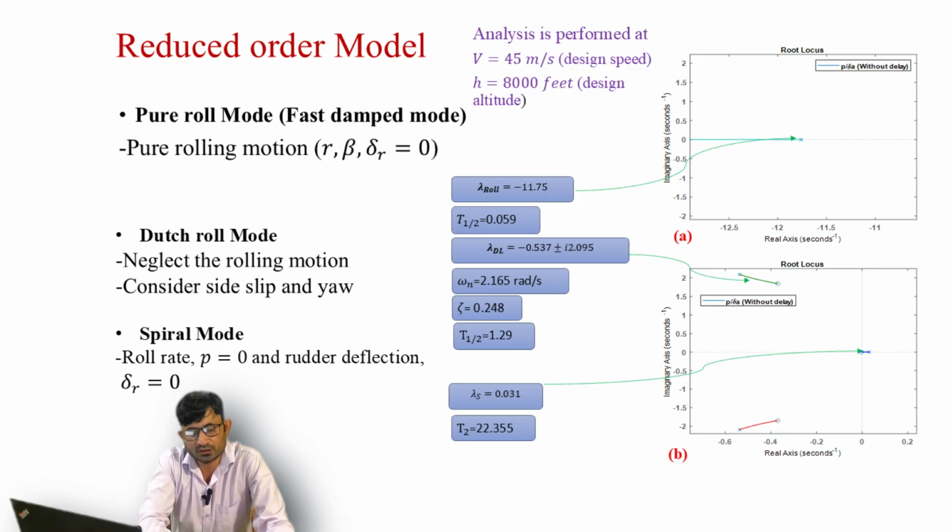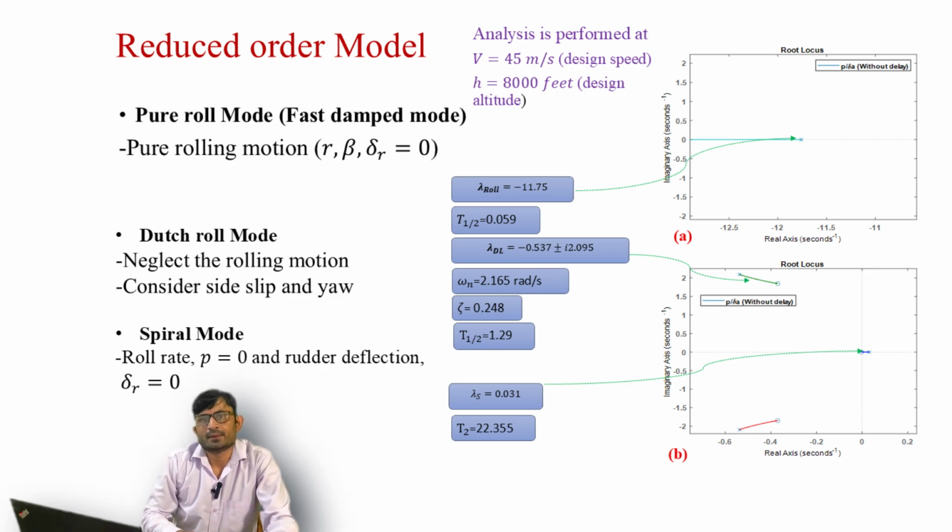So the pure roll mode means pure rolling motion. For example, if the aircraft is banked in this way, either it will come back immediately, or it will take some time to get back to the original position. So with time it is coming back, that is a pure roll motion. That means it is coming back to the original position with time, and there is no oscillation involved.